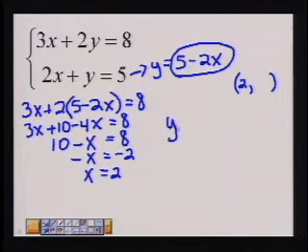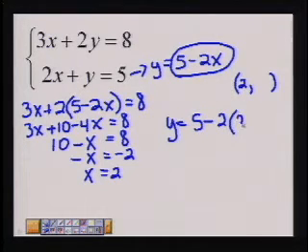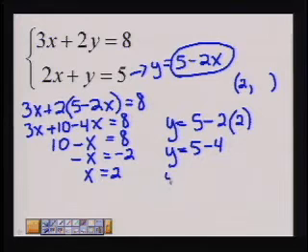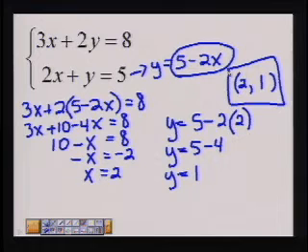If I just write y equals 5 minus 2 times what I just found my x value to be, which is 2, then I get y equals 5 minus 4, or y equals 1. So my y coordinate is 1. We could verify that by plugging the ordered pair (2, 1) back into the original equations, but we did already do that. Here's another system.